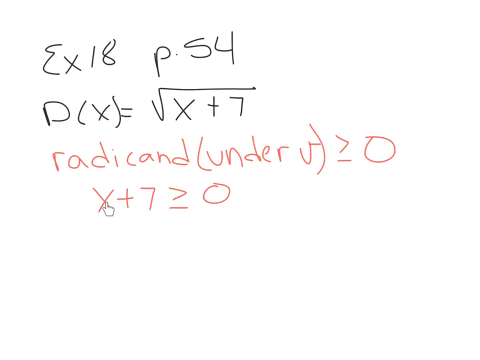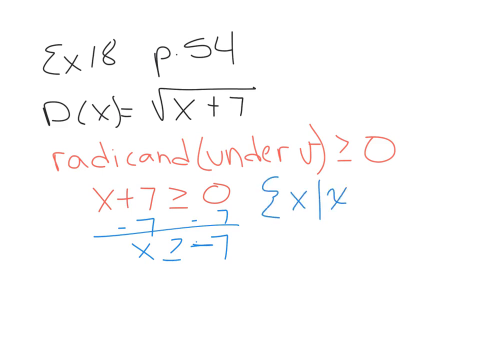The only thing we need to do to solve for x here is subtract the 7. So that's what we're going to do. And we have x is greater than or equal to negative 7. In set builder notation, that's what it looks like: x such that x is greater than or equal to negative 7.